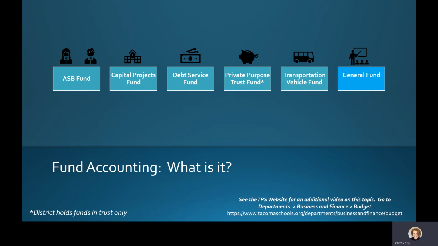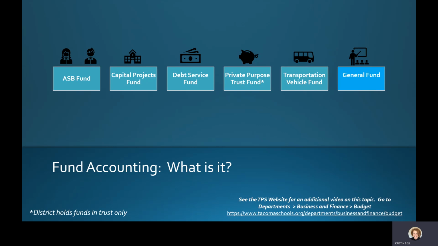And then lastly, we have the general fund. The general fund is the least restrictive fund that we have, and the majority of our day-to-day operations happen in the general fund. As we move forward with the Budget Advisory Committee and the conversations of the different programs and so forth, the general fund will be where those items live.